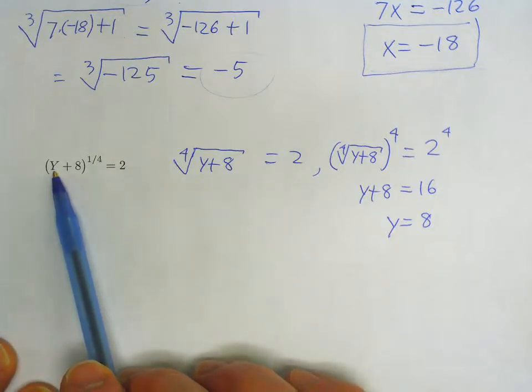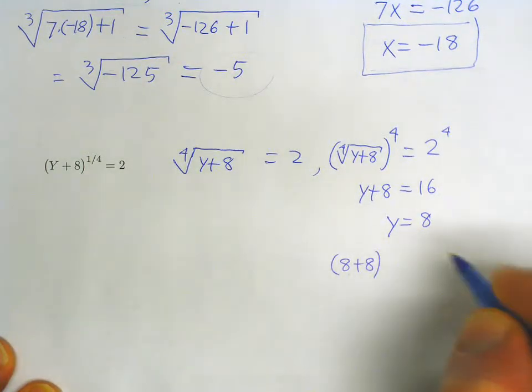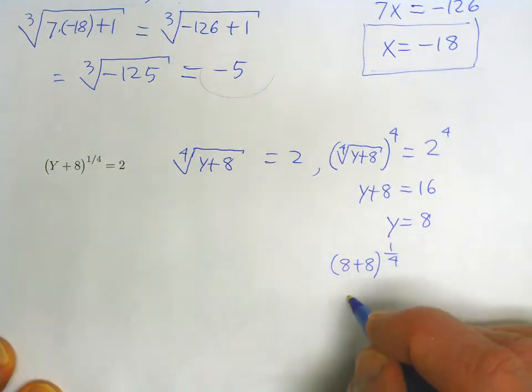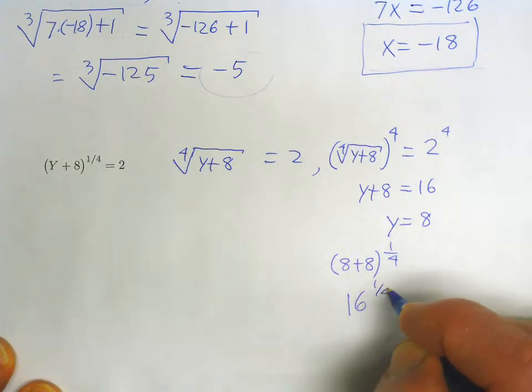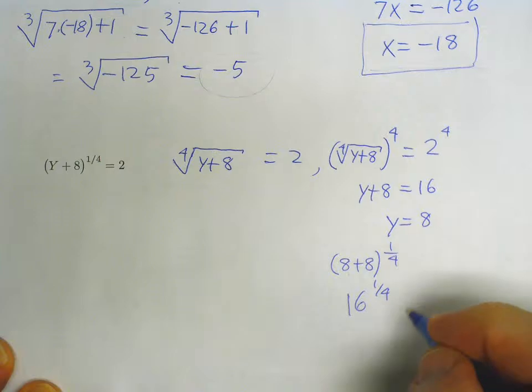Replace y with 8. So we get 8 plus 8 to the 1/4, and that's 16 to the 1/4. But 16 is a perfect 4th power, and 16 to the 1/4 is 2.